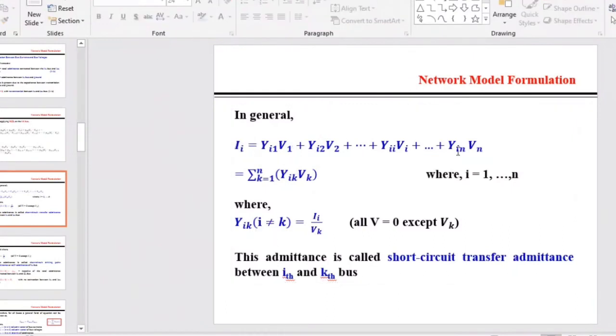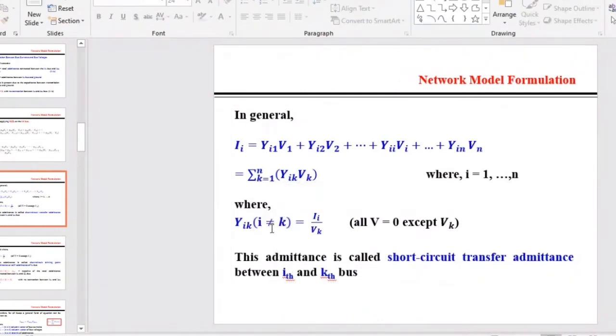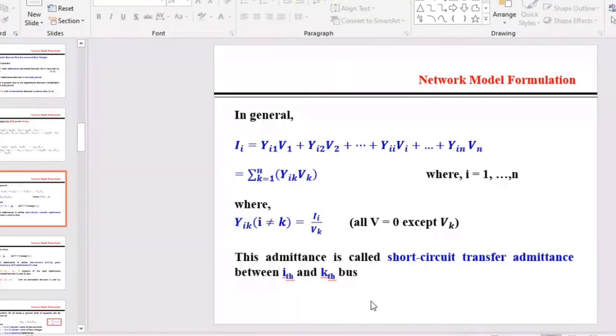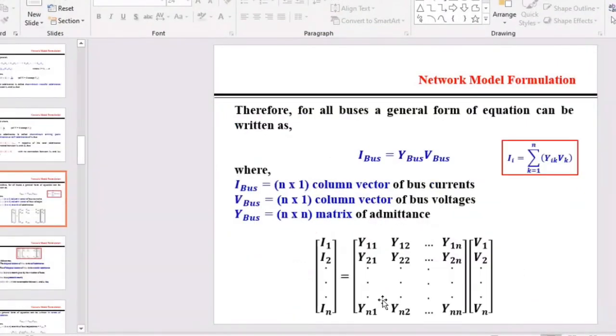Again, this Yik here must be associated with the constraint that it cannot give us a condition where i is equal to k, and the formula for calculating Yik is I over V, so it's not difficult. So let's come into more details. I'll come to this one with the matrix, that will help you to understand it easily.